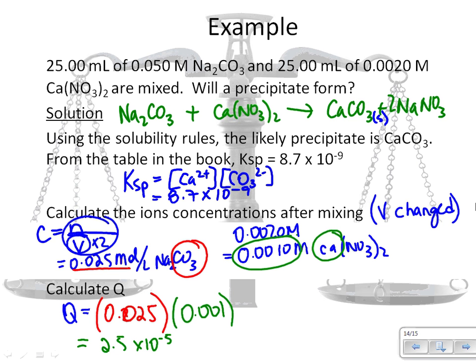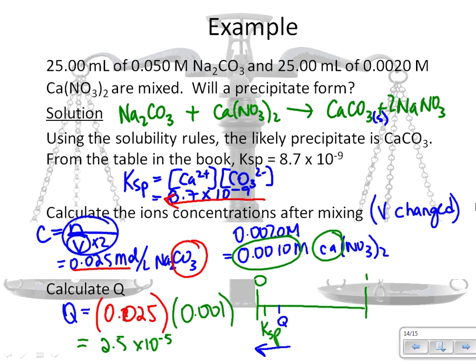When I do that, my value of Q is 2.5 times 10 to the negative 5. Plot my value on a number line from Q to K. So if this is 0, this is 1, say, my value for Ksp is 8.7 times 10 to the negative 9, so really small. My value of Q is 10 to the negative 5, so it's a little bit higher. If I draw my arrow from Q to K, I went in that direction.